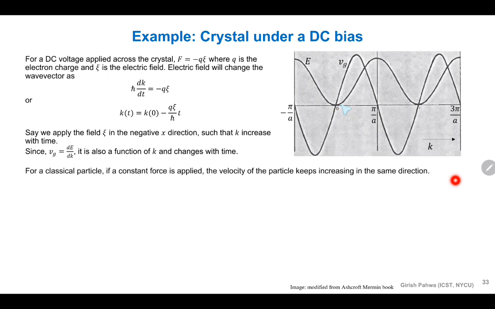how the particle's trajectory is going to be. So it's going to oscillate. If k keeps increasing with the application of force, Vg first increases, so the particle moves fast, reaches the maximum velocity, then it slows down, then it changes direction when velocity becomes negative. Then again its velocity increases in the negative direction and then it comes back.